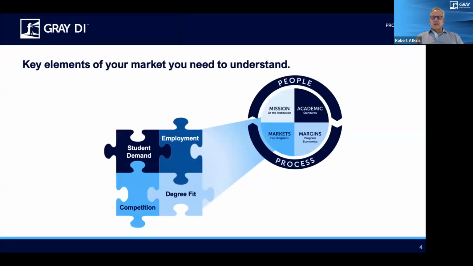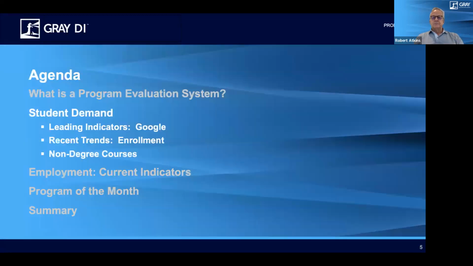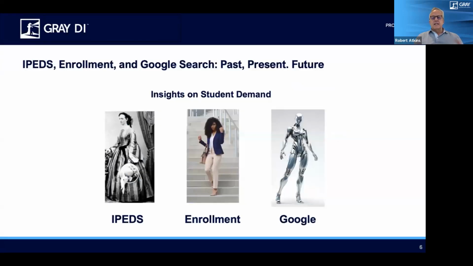Now, let's focus in on markets, which is really the topic for today's discussion. As I mentioned, that includes data on student demand, employment, competition, and degree fit, or the appropriate degree level for that program. We've got different kinds of indicators here. Almost all of you, I'm sure, are familiar with IPEDS, the Integrated Postsecondary Education Data System. There, I said it.